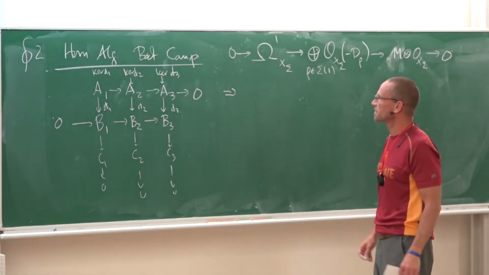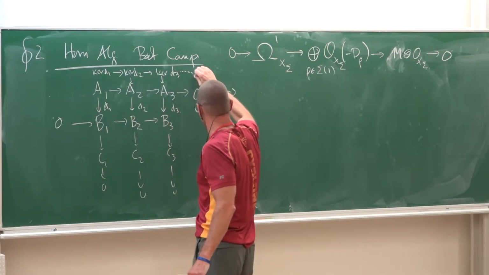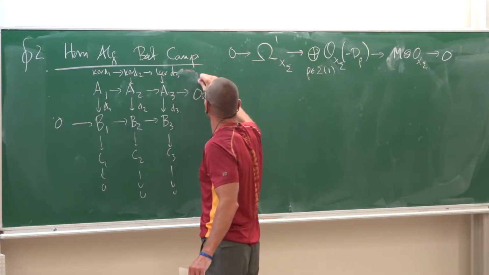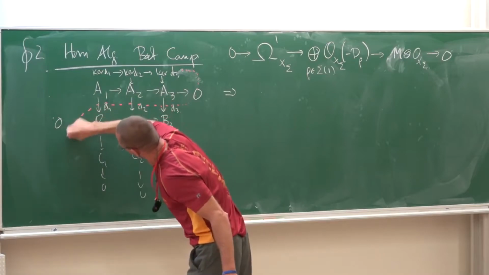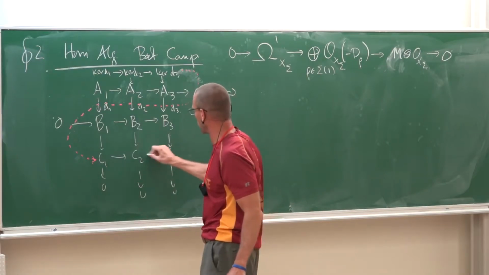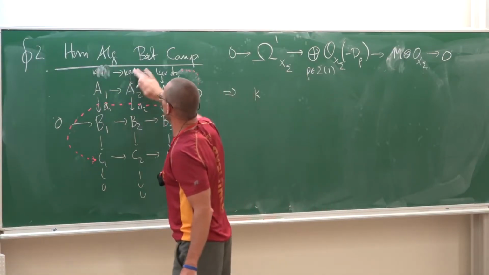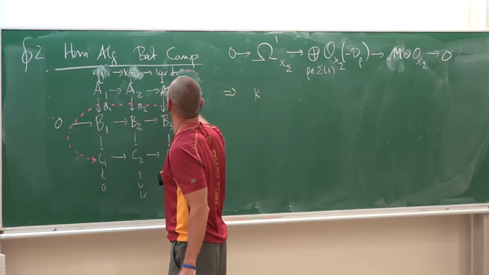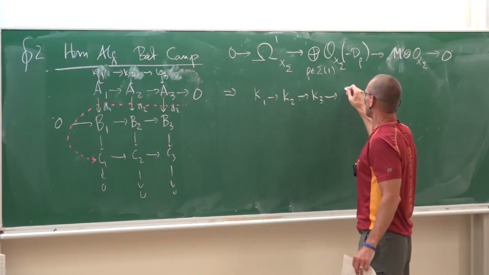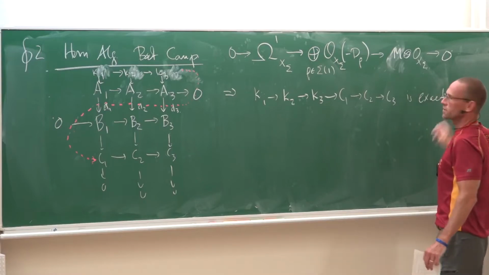So the snake lemma says that I have a map from kernel to kernel to kernel. The snake is right here. Oh, I'll draw the snake in color. It's going to be a happy pink snake. There's the snake. So the snake comes around and goes to cokernel, cokernel, cokernel. Then K1 to K2 to K3 to C1 to C2 to C3 is exact. So this is called the snake lemma.